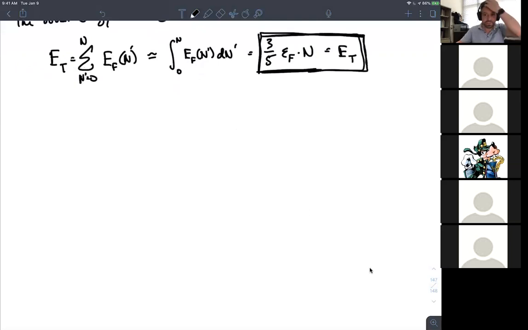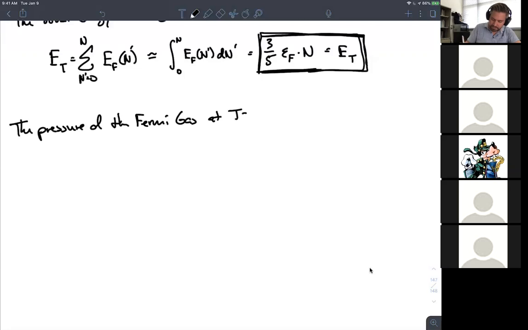Now what we're interested in is, once you have the total energy, you can start extracting information about the gas. You can start taking derivatives and so forth in order to determine things like pressure. So if we, for example, want to find the pressure at T equals 0, from thermodynamics, if we have the total energy, we can find the pressure as the negative derivative of the energy with respect to volume.